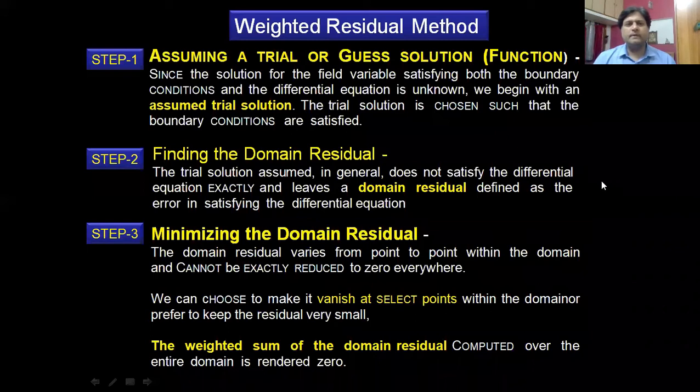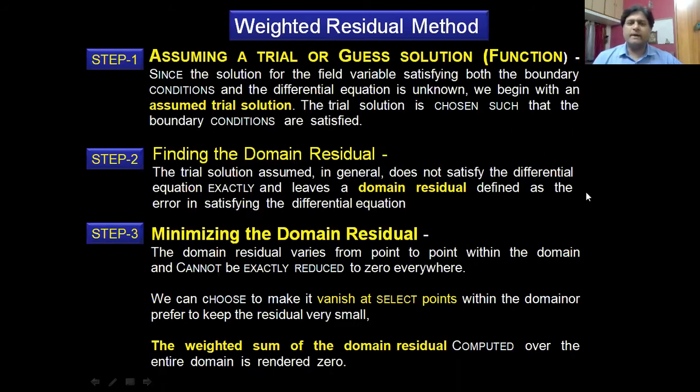In the weighted residual method, in step 1 we assume a trial or guess solution function, and this function is such that all the boundary conditions are satisfied. In step 2 we find the domain residual, because the assumed trial solution does not satisfy the differential equations exactly, and it leaves behind some domain residual or error in satisfying the differential equation.